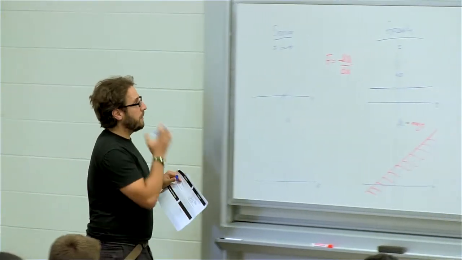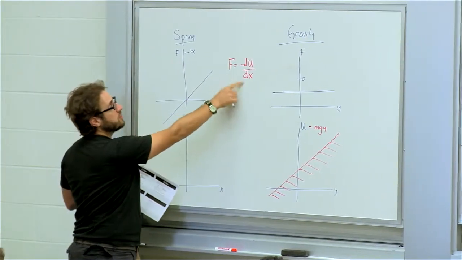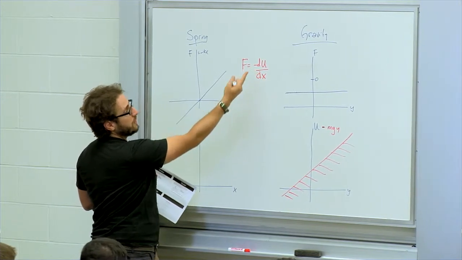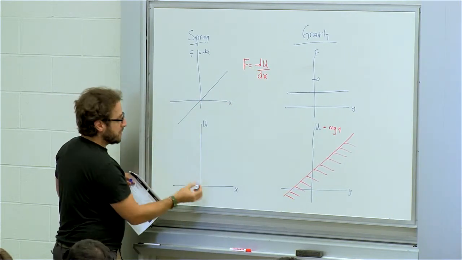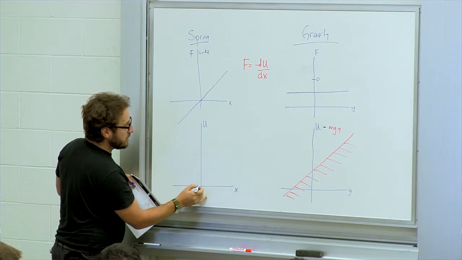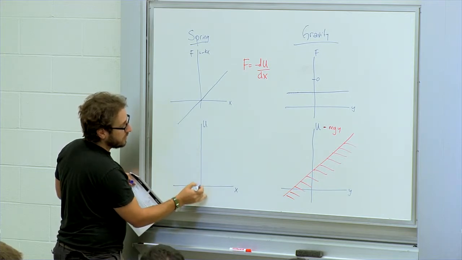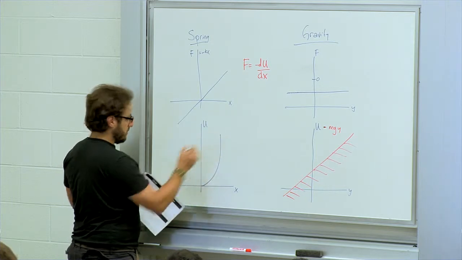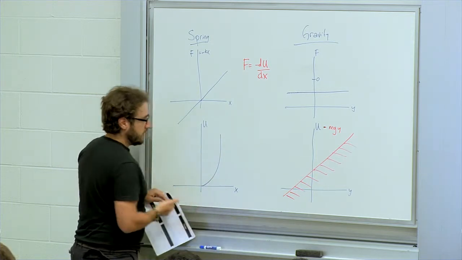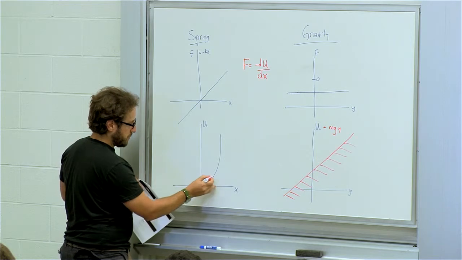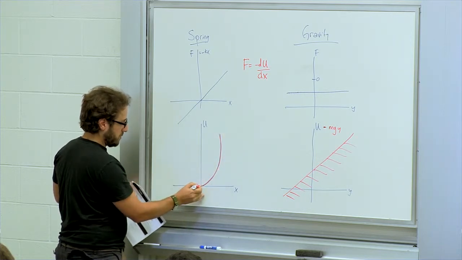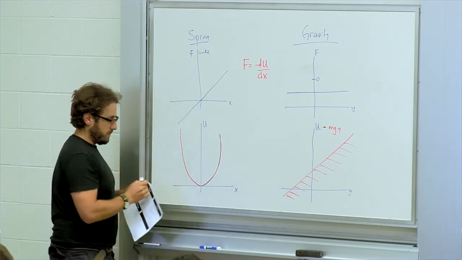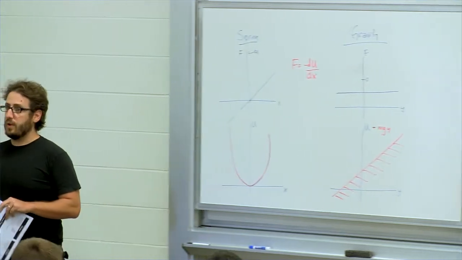It's parabolic, right? If you know this relationship and you have the force, then you can get the potential by integrating. But we already know the potential energy of a spring is 1/2 kx squared, just by doing the integral of the force with respect to the distance, right? So these in red. So this is the potential of a spring.